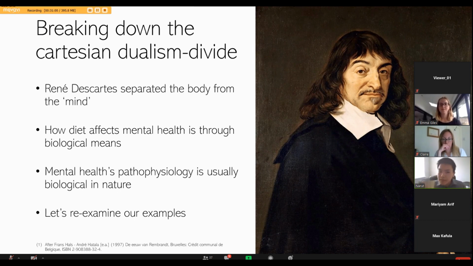And I'm going to say that actually that's not necessarily true. Breaking down the Cartesian dualism divide, and I will talk about this later, is one of the key parts that I really want to push out there. Because the diet affects the mental health, but the way it does that is often through biological means. And a lot of the reasons that doctors explain why mental health happens is usually because of some neurobiology, some sort of biological component.